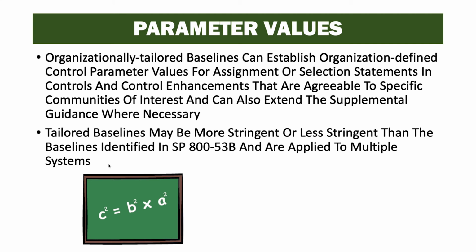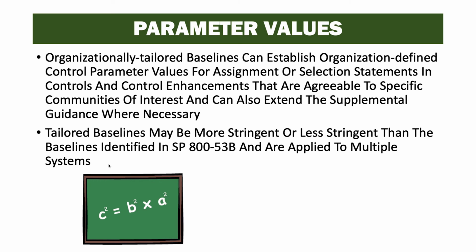Tailored baselines may be more or less stringent than those baselines identified in 800-53B when applied to multiple systems. So we're talking about parameter values. We're talking about specific areas where NIST has left a value open for the organization to provide some type of value, a number. For example, there's a control that says there's a specific number of times that a user can enter a bad password before the system is locked. Many organizations will say that's 3 or 5. Your situation may be this system is so critical that we're going to only allow 1 bad password before the system is locked. That means we've changed that parameter value from 3 to 1.